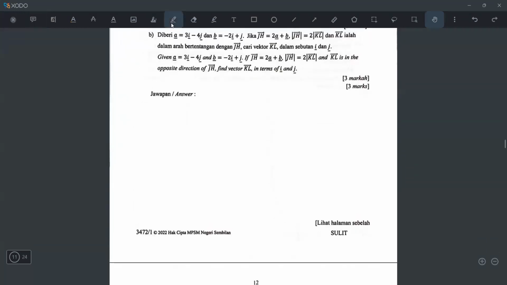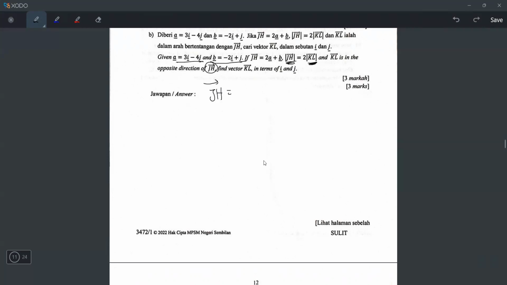Okay, question B. Given vector A and vector B, but they give you in terms of i and j, and they say JH is 2a plus b, and the magnitude of JH is equal to 2 times the magnitude of KL, and KL is in the opposite direction of JH. Find vector KL. If we want to find vector KL in terms of i and j, we need to get vector JH in terms of i and j first, because they mention KL is in the opposite direction. It means after I get my vector JH, I just change the sign, then I will get my vector KL. But let's get my JH first.